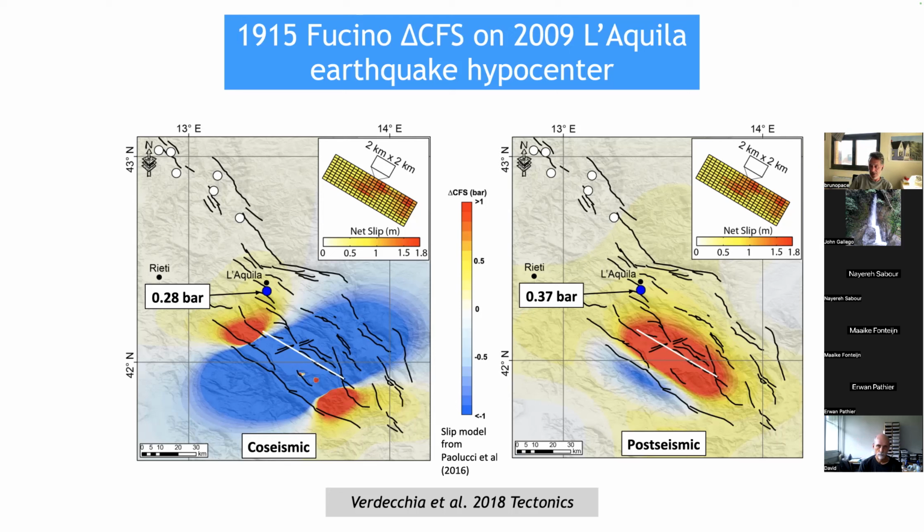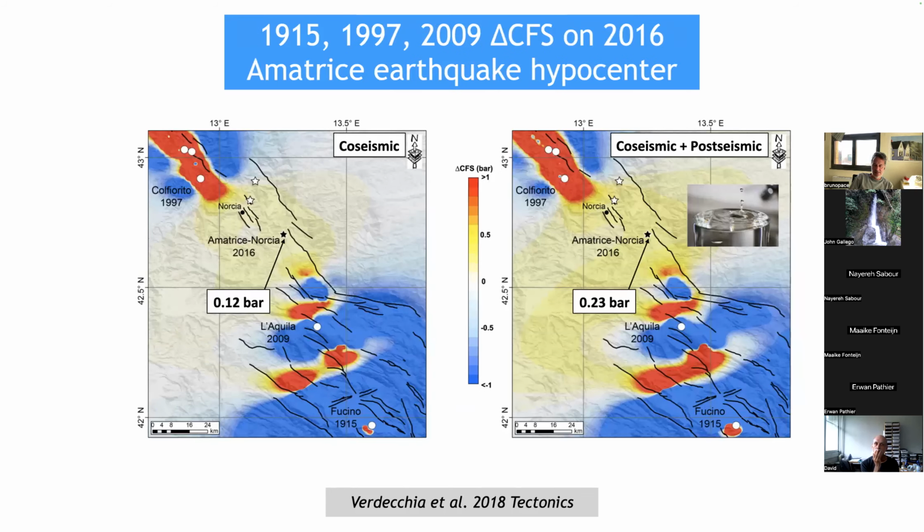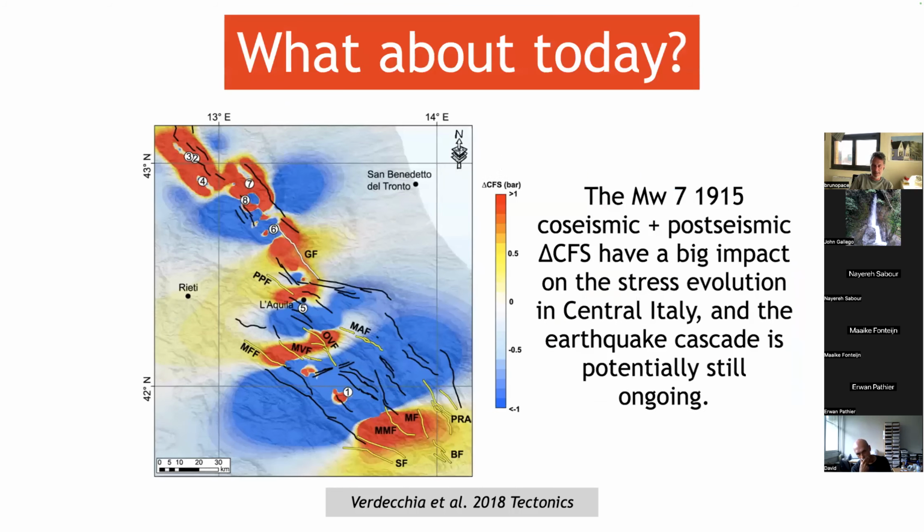this process can be in some way related to a long process, which suggests that these different events could be correlated between them. In particular, if we consider also the post-seismic, so the viscoelastic relaxation, we arrive at values that are quite large. It's 0.65 bar, the impact of the Fucino earthquake on the L'Aquila source. There is less impact for the Central Apennines, but again it could be not negligible. We can say in particular that the magnitude 7 1915 co-seismic plus the post-seismic, so the viscoelastic, Coulomb stress change, have a big impact on the stress evolution in central Italy. And potentially the earthquake cascade is still ongoing.